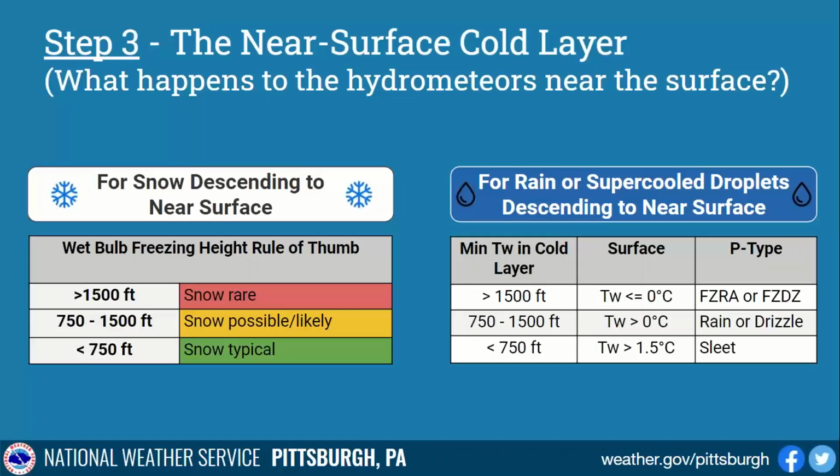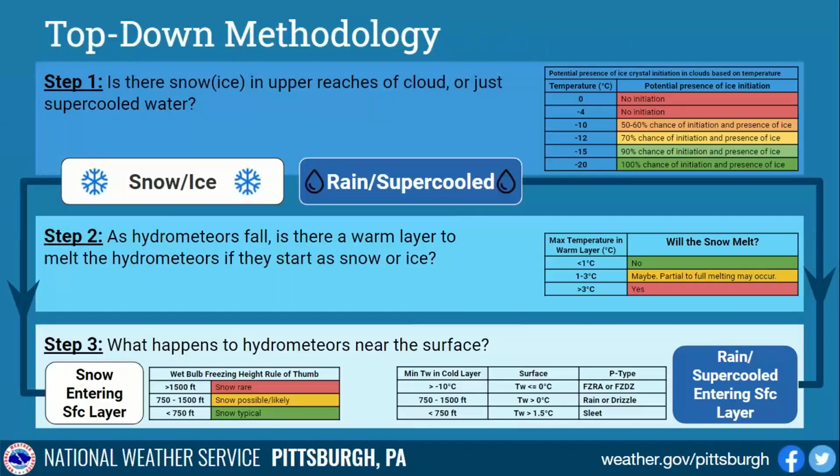For rain, it's a similar situation. If rain is descending and we have a warmer layer, then we can anticipate that rain to remain as rain as it descends to the surface. But if our temperature near the surface is freezing, then we can anticipate the presence of freezing rain or freezing drizzle. Similar story: 750 to 1,500 feet, we would anticipate rain or drizzle. If it's closer to 750 feet, so if we're colder as we get closer to the surface, then we can anticipate some sort of mixed precipitation in the form of sleet.